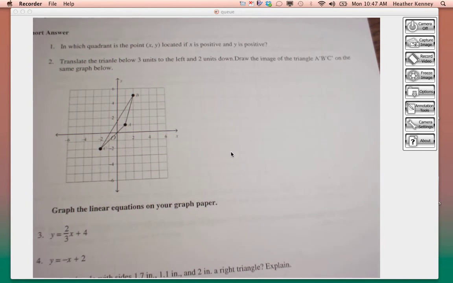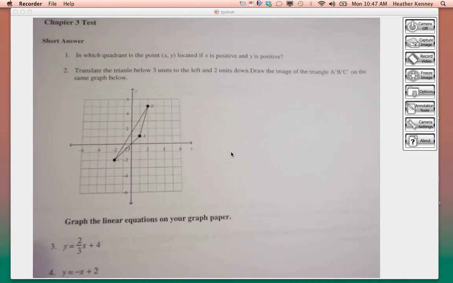Okay, I'm starting on Form B with short answer number 1. Please find it on your test. In which quadrant is the point xy located if x is positive and y is positive?